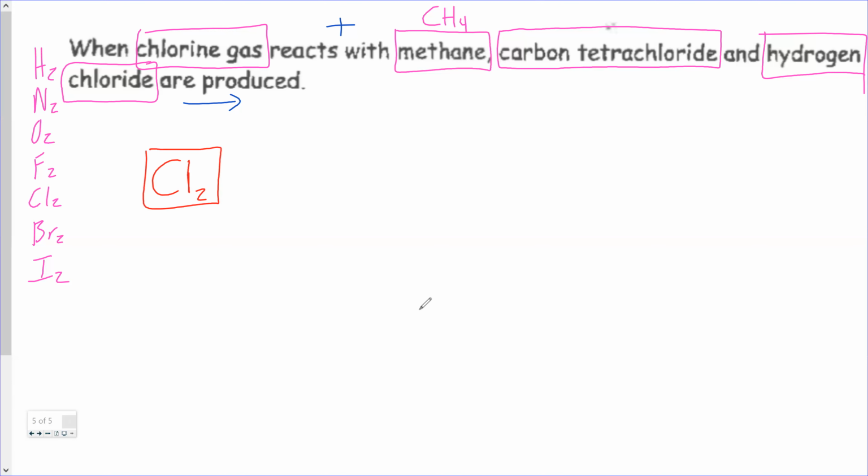So I'm going to go ahead and box it. Plus methane. I gave you that one. I told you it was CH4. So that's right. I'm going to box it. And I told you the carbon tetrachloride and hydrogen chloride are produced, so that means they're on the other side of the arrow. And I think I gave you hydrogen chloride, which is actually called hydrochloric acid. I told you that one was HCl. So we just really need the carbon tetrachloride. Isn't tetra 4? Yes, it is. Tetra is 4. Excellent.